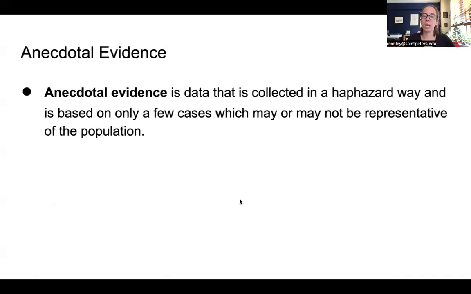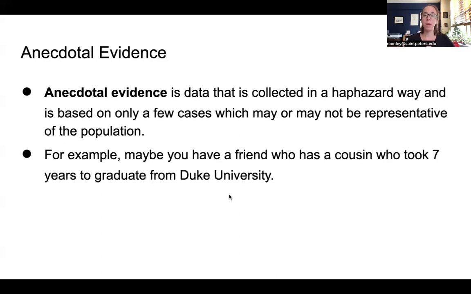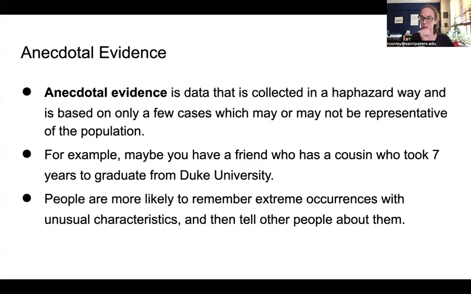Another way we don't want to collect data is by using anecdotal evidence. Anecdotal evidence is collected in a haphazard way and is based on only a few cases, which may or may not be representative of the population. So for example, maybe you have a friend who has a cousin who took 7 years to graduate from Duke University. This does not mean that on average it takes 7 years to graduate. This is kind of a silly example, but people are more likely to remember extreme occurrences with unusual characteristics and then tell other people about them. So anecdotal evidence tends to stick out in our minds and can skew our perception of things.